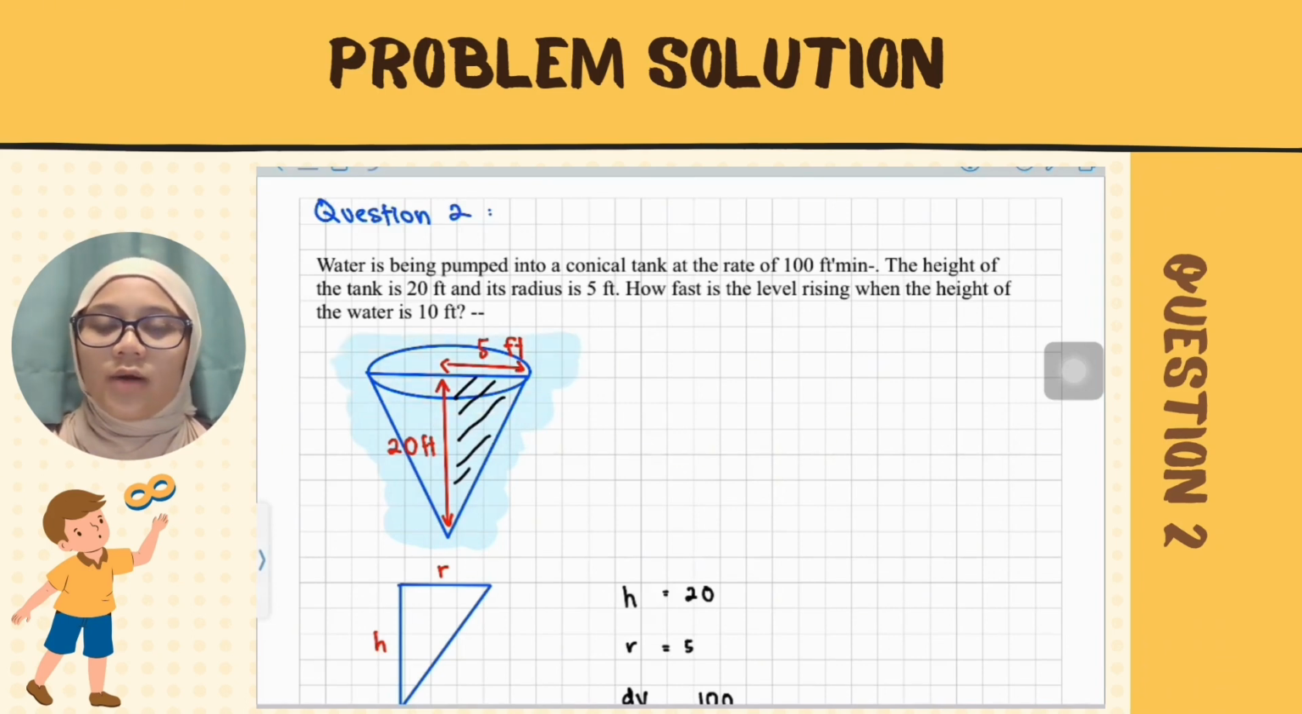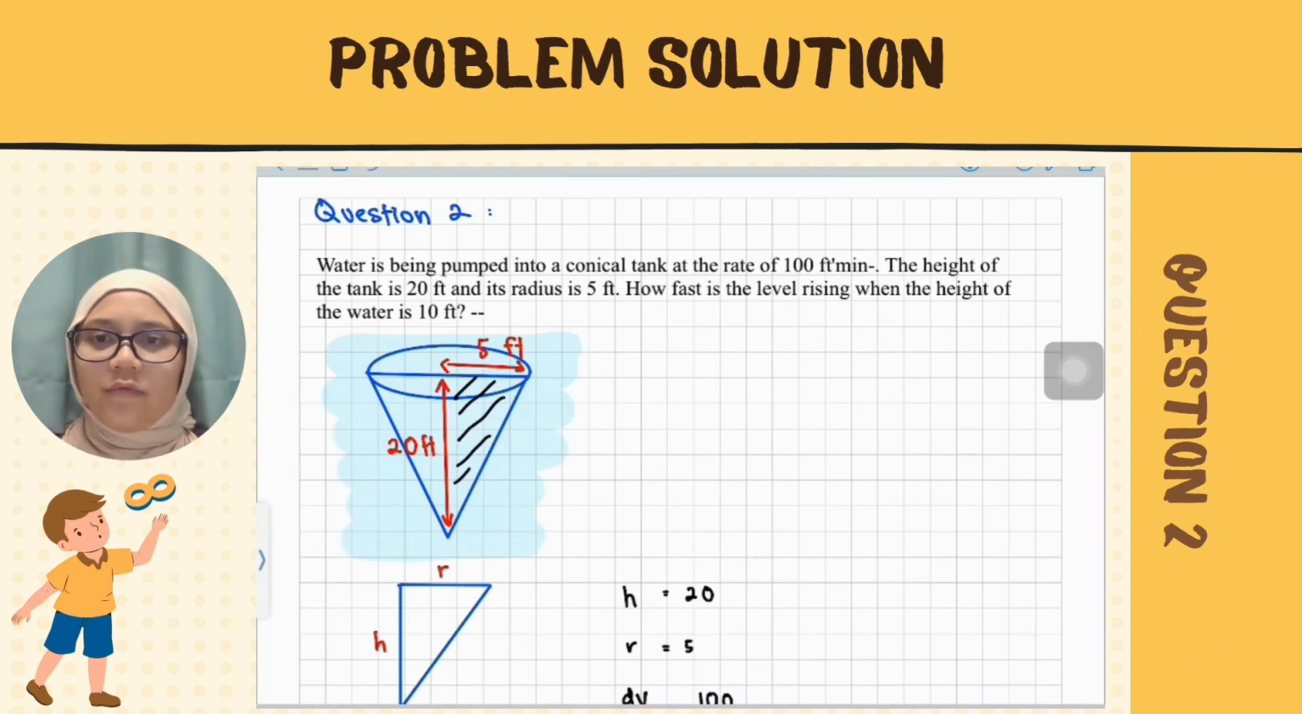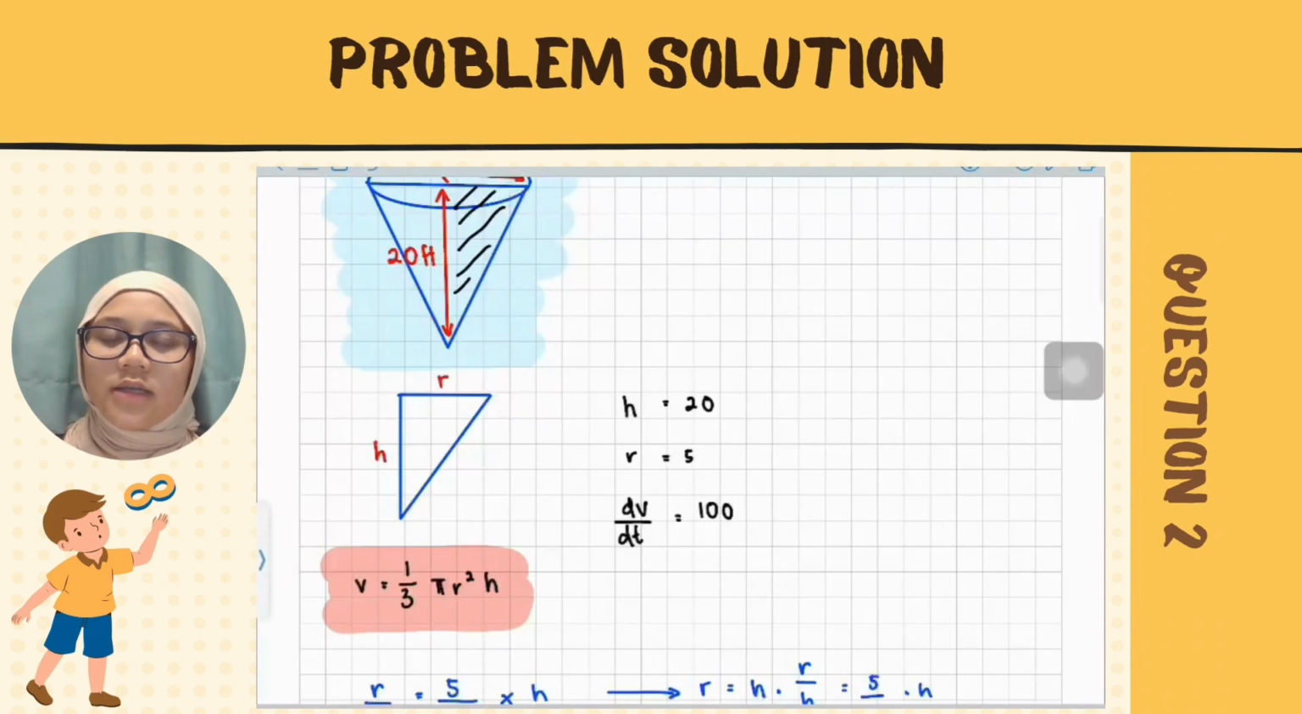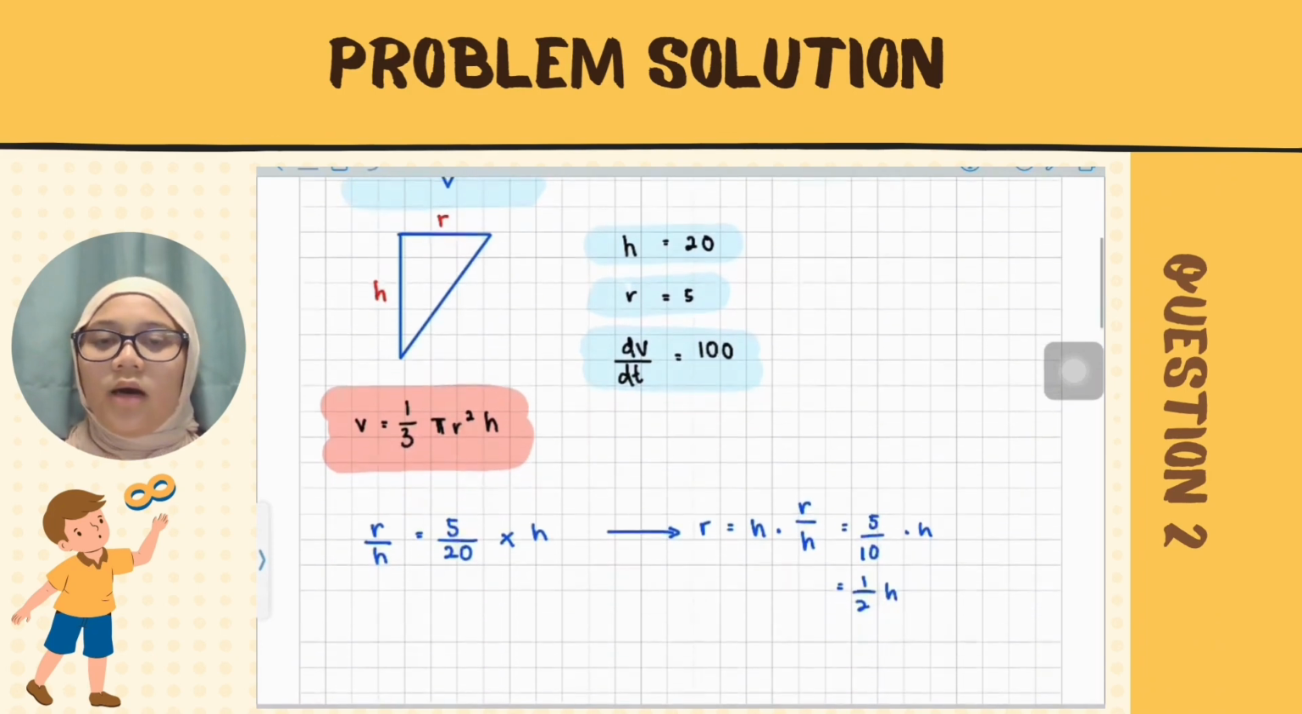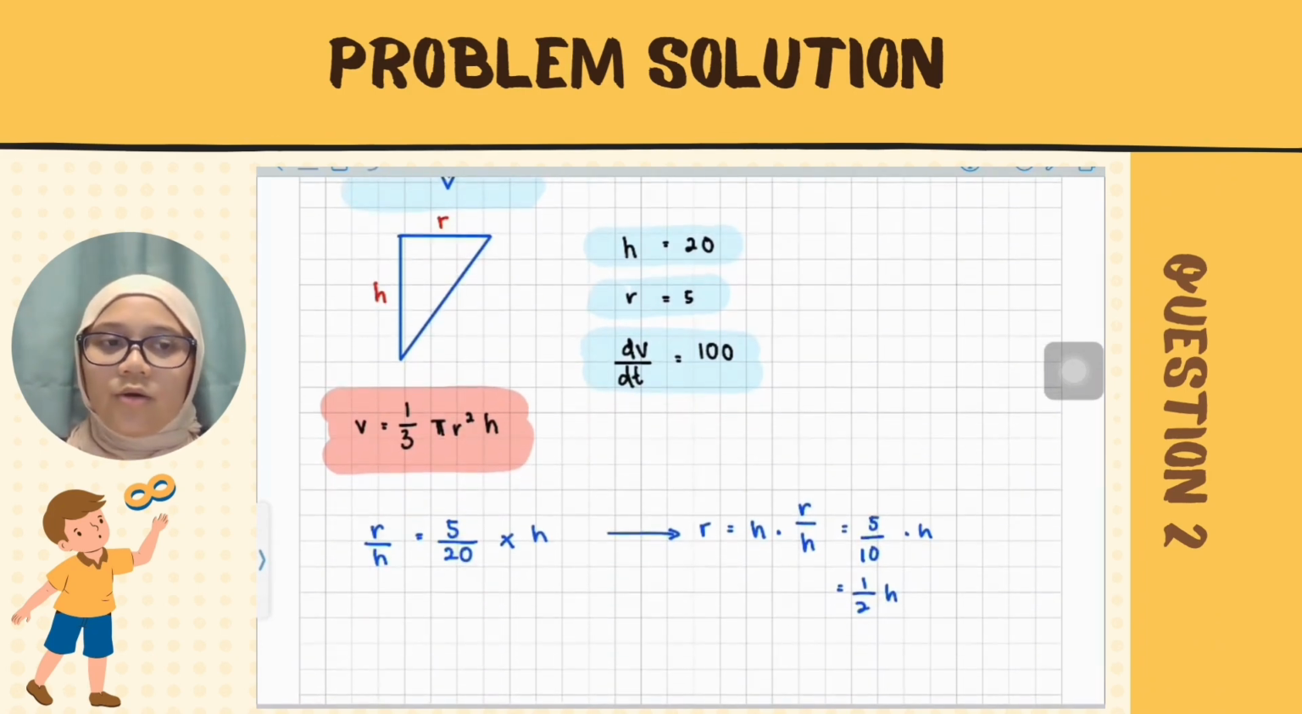So the first thing is we are going to write the information given by the question. The question gives us the height, which is 20 feet, and the radius, which is 5 feet, and 100 is the rate, so the rate will be dV over dt. And then we are going to solve the question using the formula volume equals 1 over 3 pi r square h.